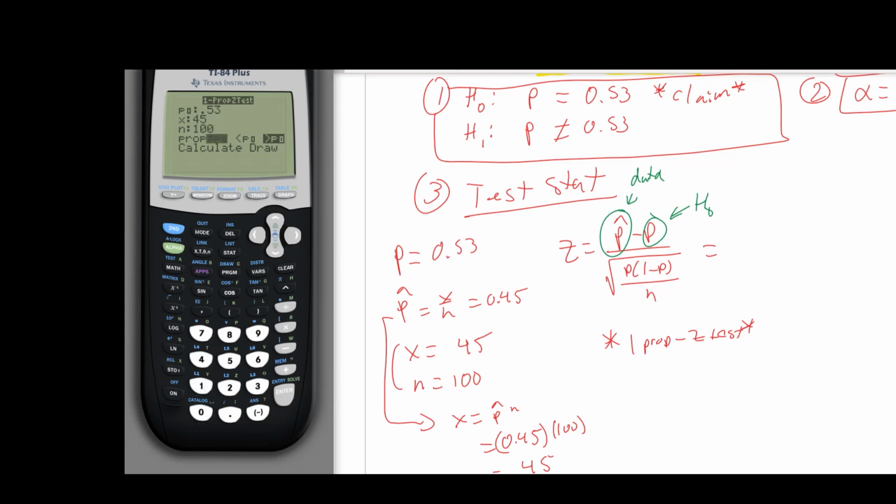The alternative is that P is not equal to the value in the null hypothesis. So make sure that one's highlighted. It's blinking on it, so make sure you press enter. Now that's highlighted, and let's go ahead and calculate.